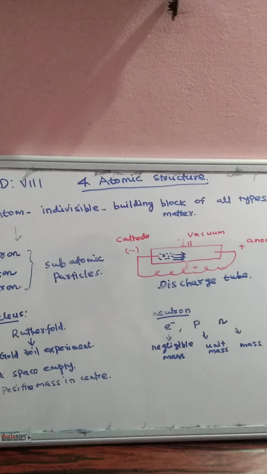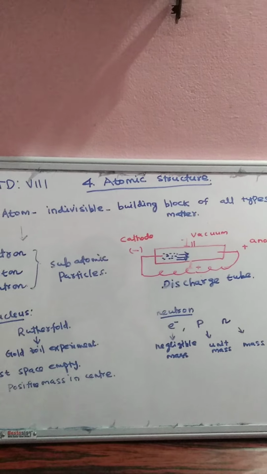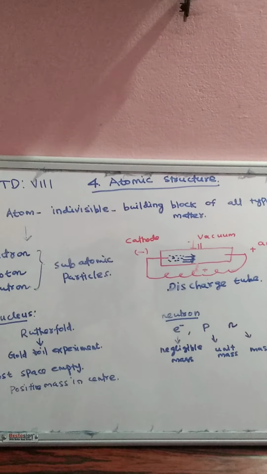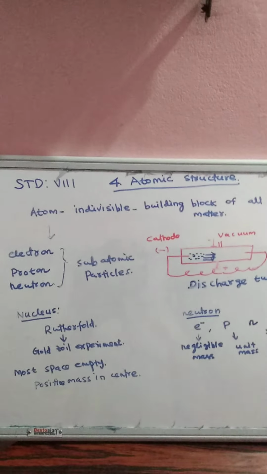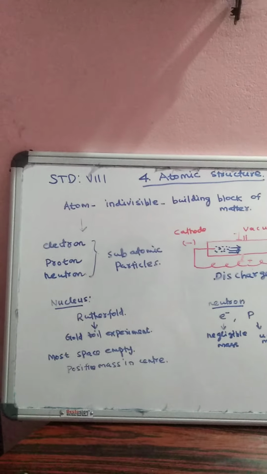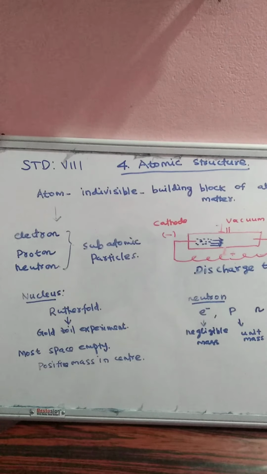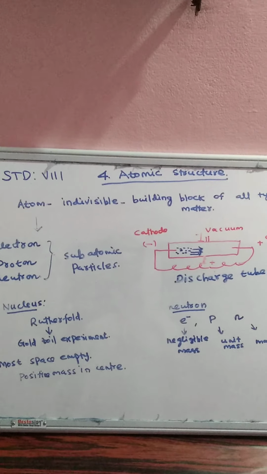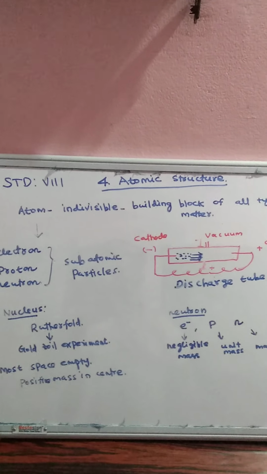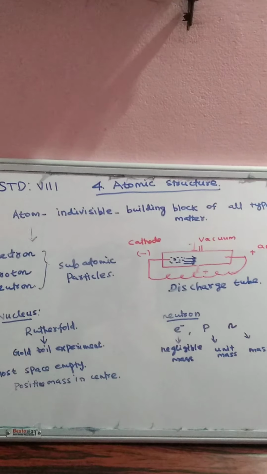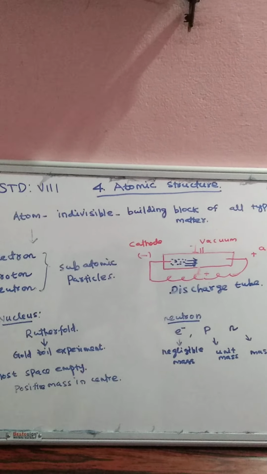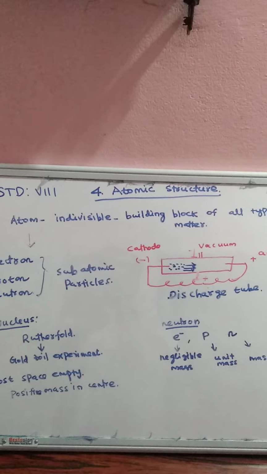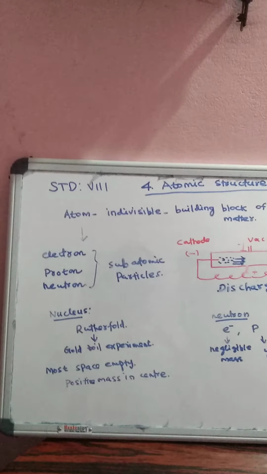inside the atom. In the olden concept, atoms are indivisible. Later, many scientists proved that inside the atom, electrons, protons and neutrons are present. These three are subatomic particles. The electron charge is negative, the proton charge is positive, the neutron has no charge. Electron mass is negligibly small, proton has unit mass, neutron also has mass. Okay children, this is just the introduction about an atom. Okay, right?